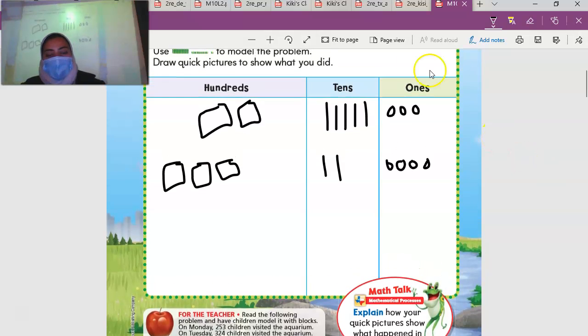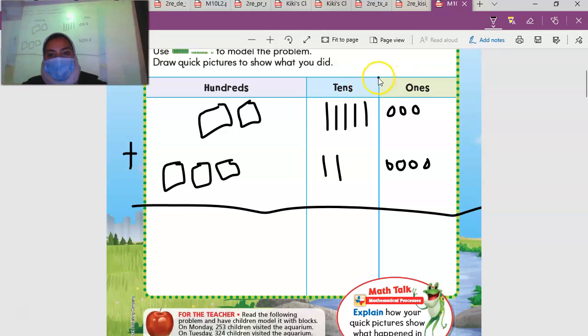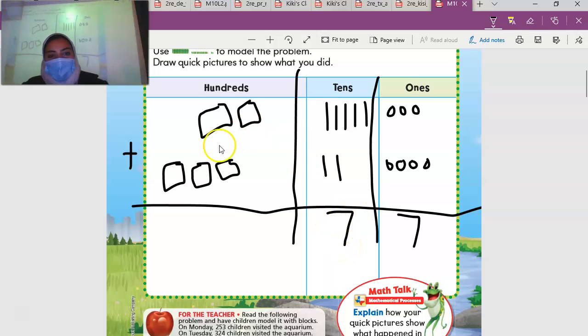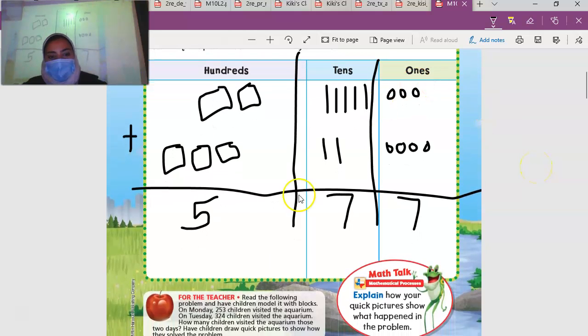So let's find out. First, whenever we add, we start adding the ones first. So let's add the ones place first. We have 4 plus 3 is 7. Do I have to regroup anything? No. How about the tens? We have 5 plus 2 is 7. Did I have to regroup? No. How about the hundreds? We have 3 plus 2 is 5. Guys, you have to be writing this down. I'm going to check and make sure you have it down. So if you choose not to, that's on you.